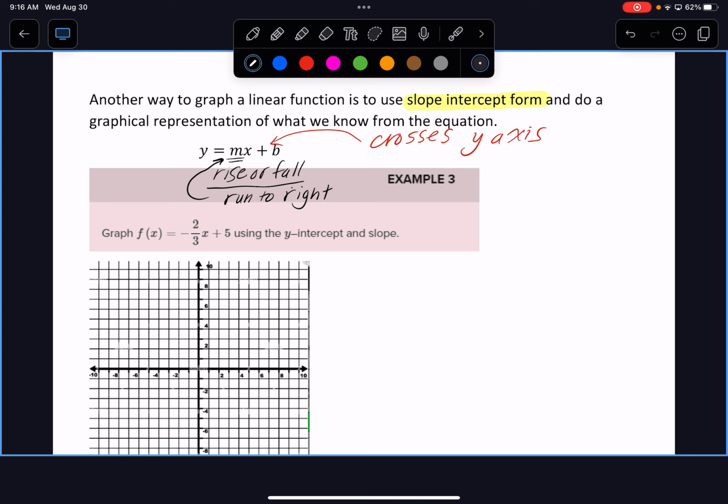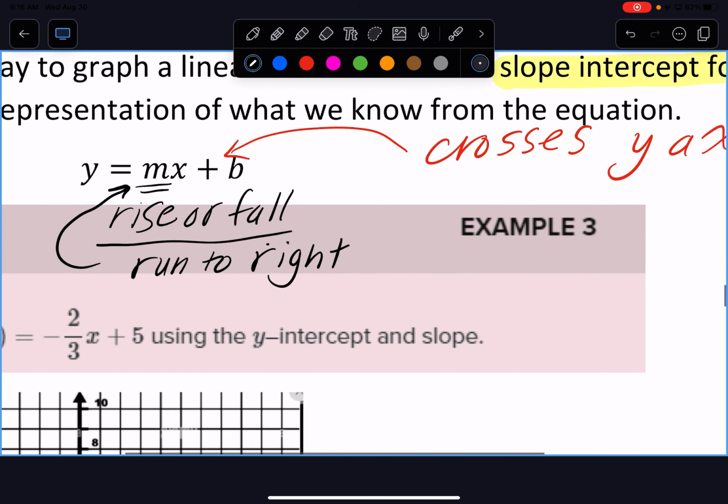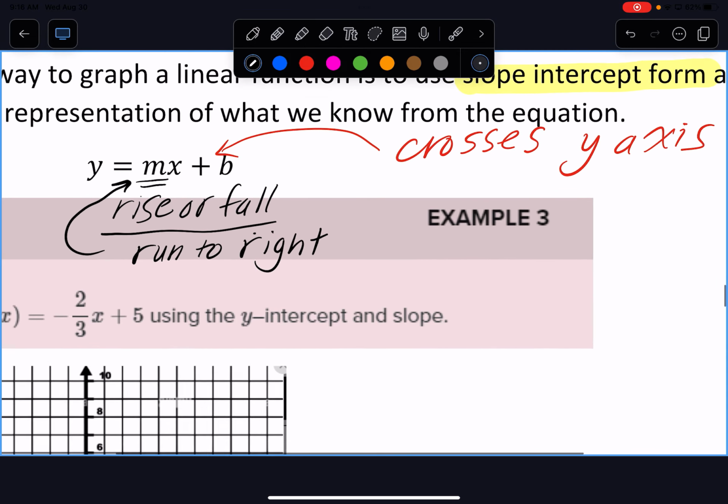Now, how many of you memorize slope as rise over run? We're going to re-memorize it. It's actually not always rise. So I would write this down. I wish your teachers would have taught you like this, because then it would make it less confusing.